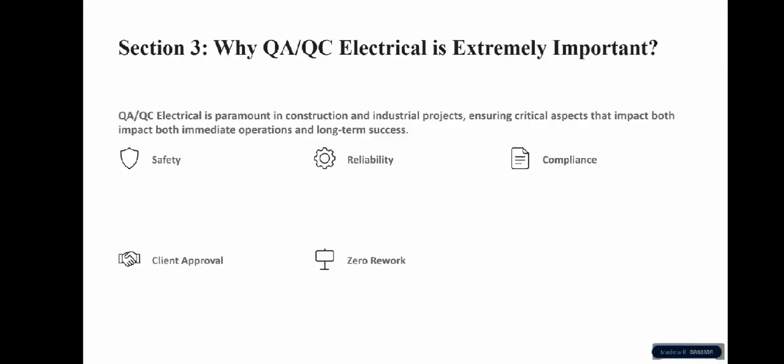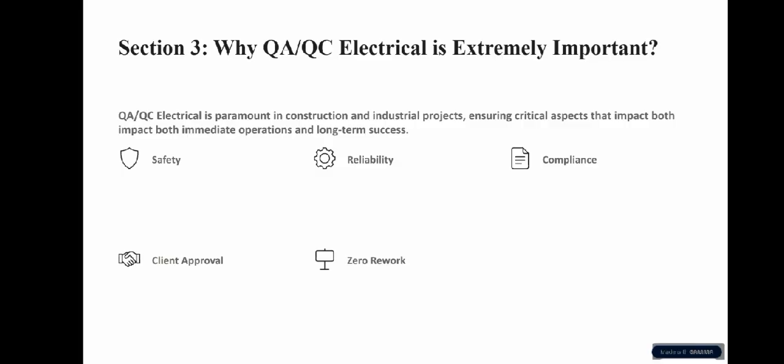Section number three is why QA/QC electrical is extremely important. So QA/QC electrical is paramount in construction and industrial projects, ensuring critical aspects that impact both immediate operations and long-term success. So the importance includes, number first, is safety. Safety means to protect personnel and equipment from hazards, preventing accidents and ensuring a secure environment.